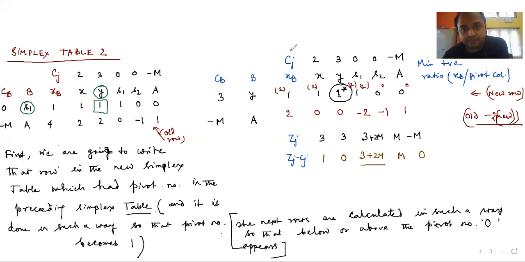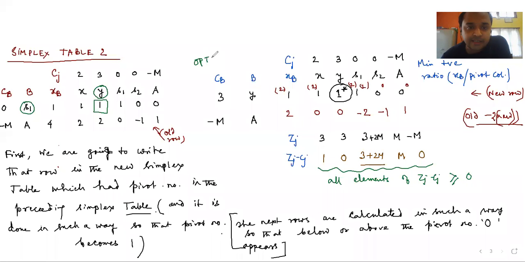Now you see, we are fortunate enough that all the elements of ZJ minus CJ are non-negative. All are 0 or positive. So this table is my optimal simplex table. This table is my optimal simplex table. And what have we got from here?